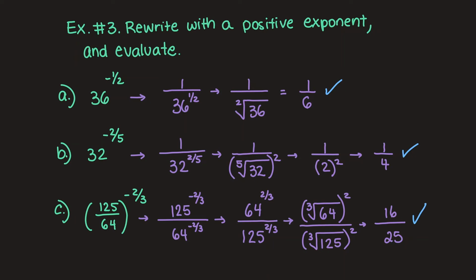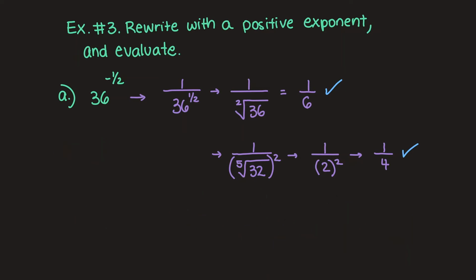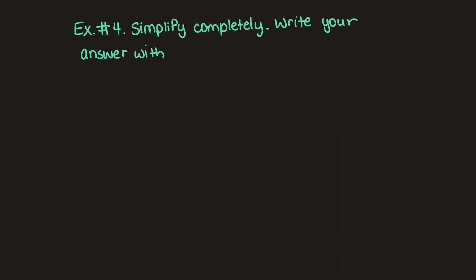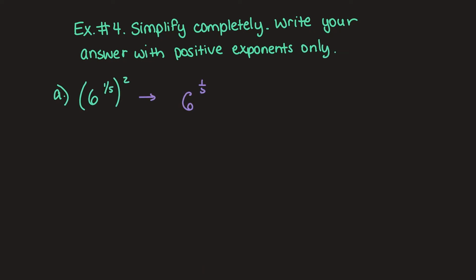Okay, let's try combining the rules that we've learned in this video with the rules of exponents. So for this example, we want to simplify completely and write our answers with positive exponents only. So for this, we can use our power rule and multiply the exponents. So this is 6 to the 2/5. And then we can rewrite this into radical form with an index of 5 raised to the second power.